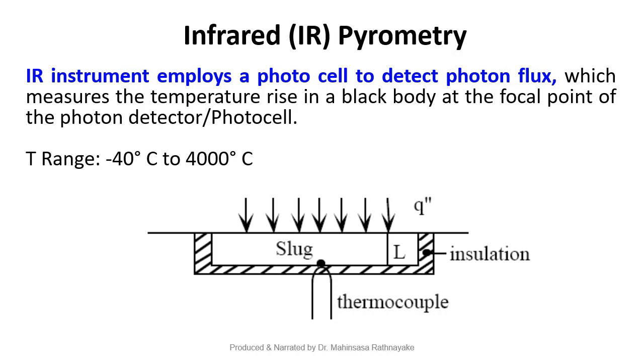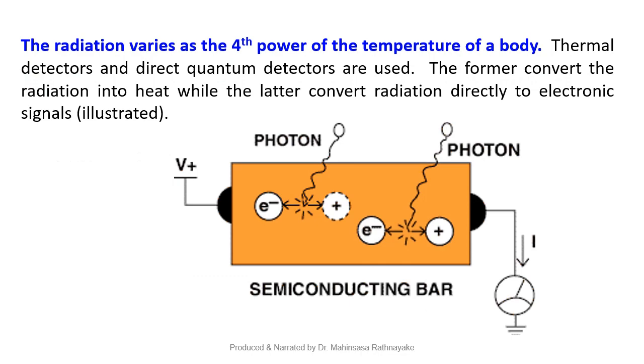Otherwise, we can use a photon detector or a photocell. So using that we can identify the unknown temperature. According to Planck's law of radiation, the radiation varies as the fourth power of the temperature of a certain body. In addition to the radiation pyrometers, we can use semiconductor devices where a semiconductor bar is used.